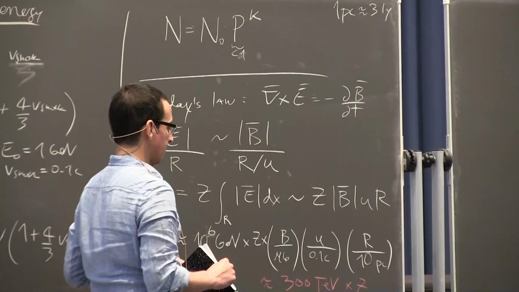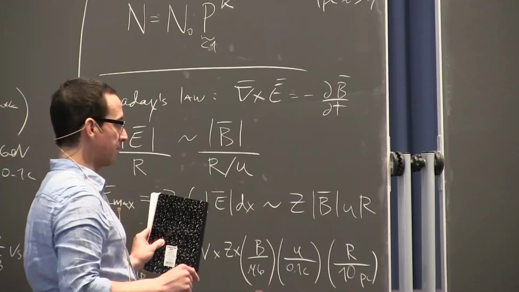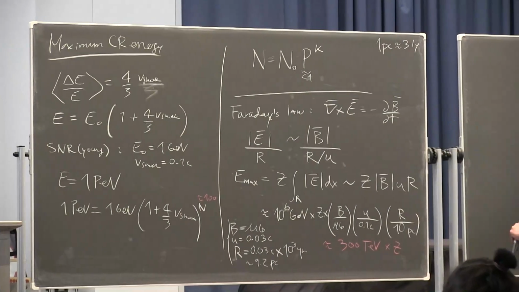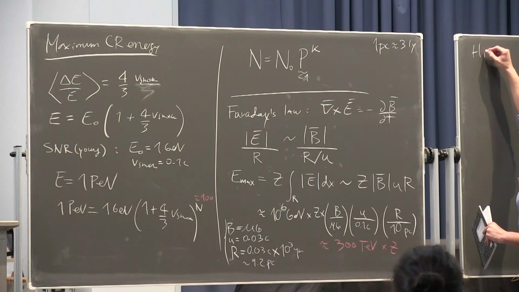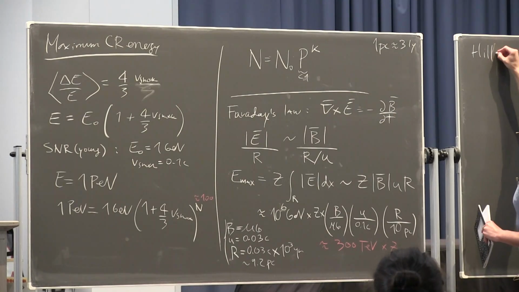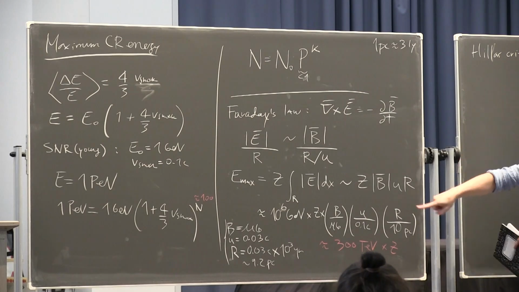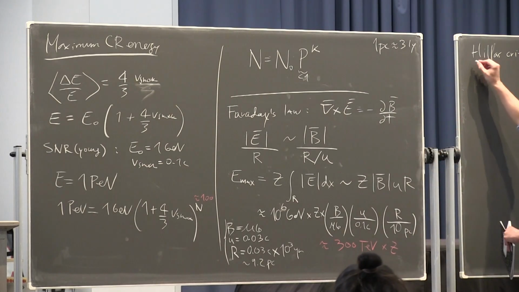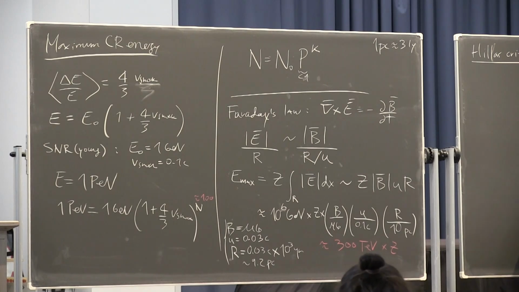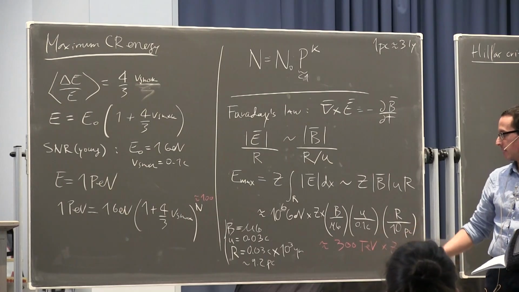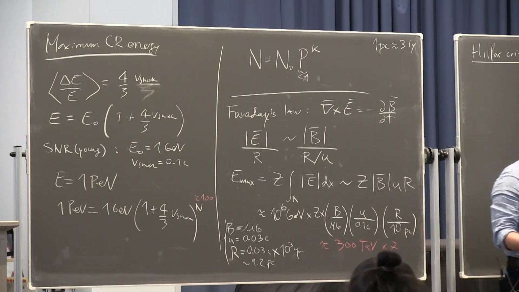The reasoning behind this becomes a bit more clear if we frame the problem from a different perspective. And that leads us to what we call the Hillas criterion. We're going to write eventually the same equation, but coming from a different angle. Before going into that, maybe let me comment a bit more about this. So 300 TeV times Z puts us roughly in the PeV range.